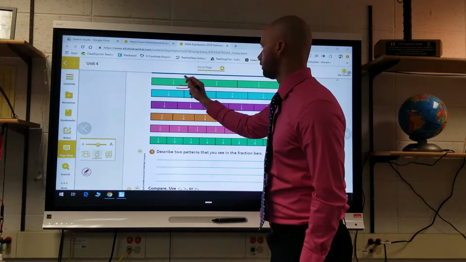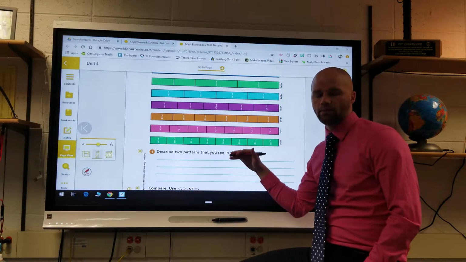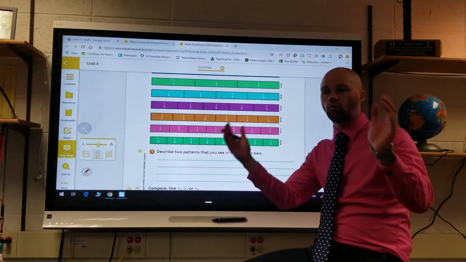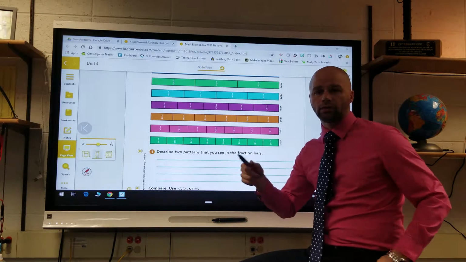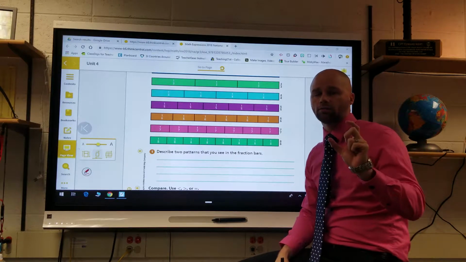Okay, another way to think of it as you look at these bars is, the larger the denominator, so that bottom number, the more pieces it's split up into. Okay, so I still have one pizza or one candy bar. The number on the bottom tells me how many times I'm going to cut it up, which means my pieces get smaller and smaller and smaller.